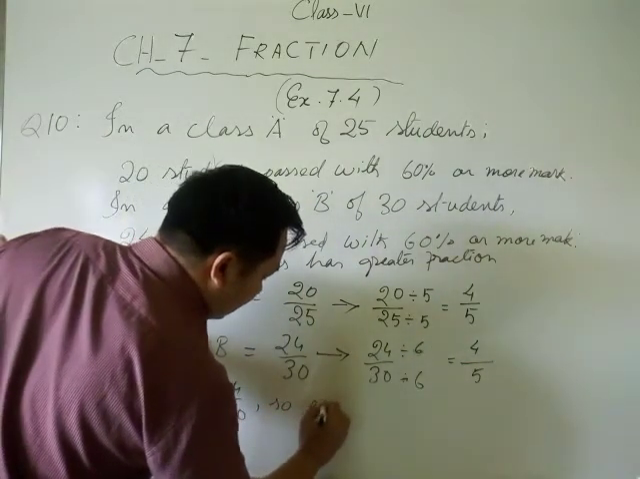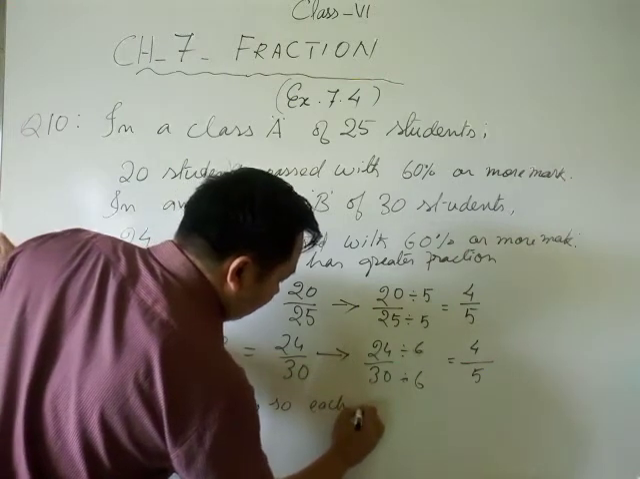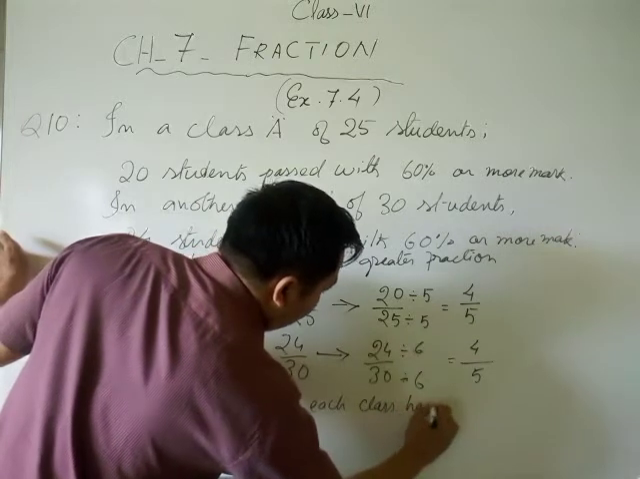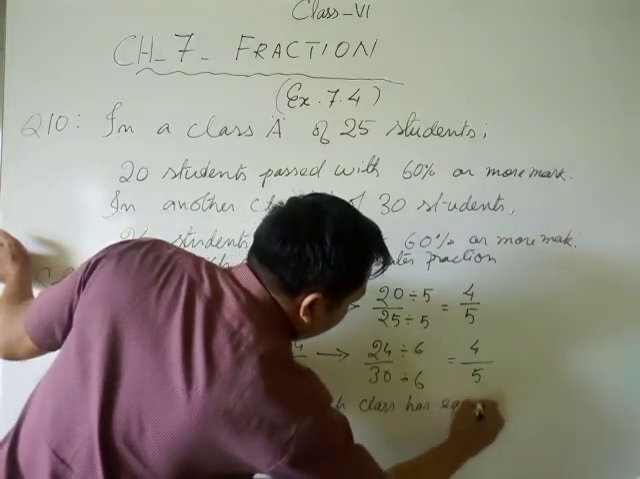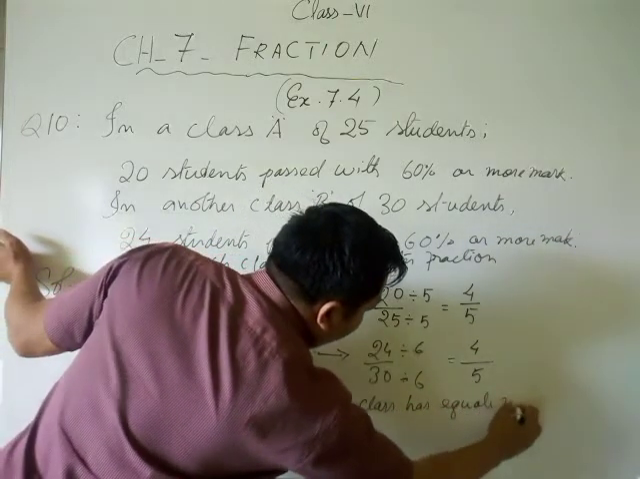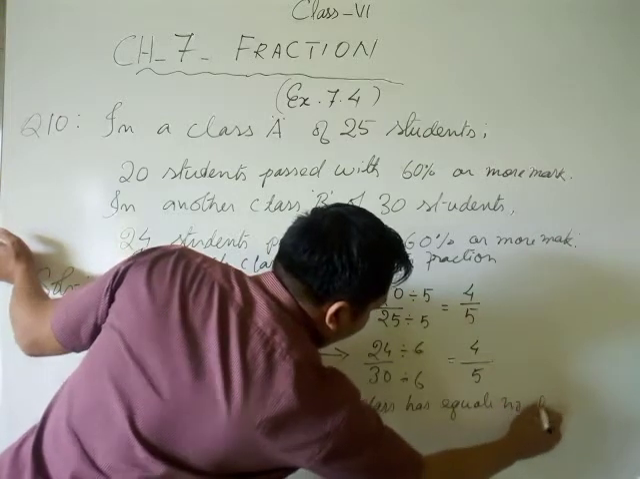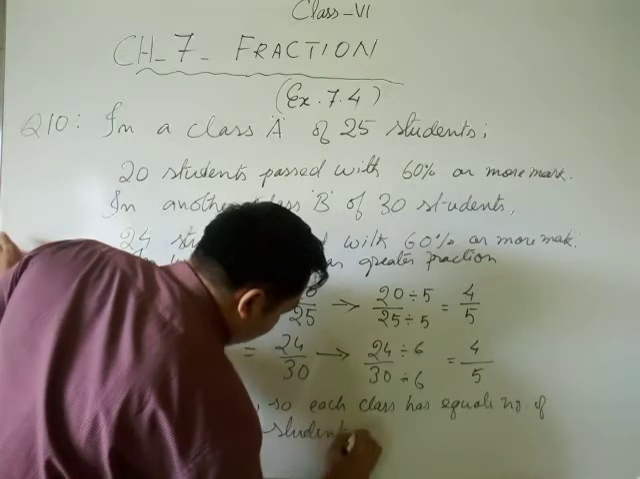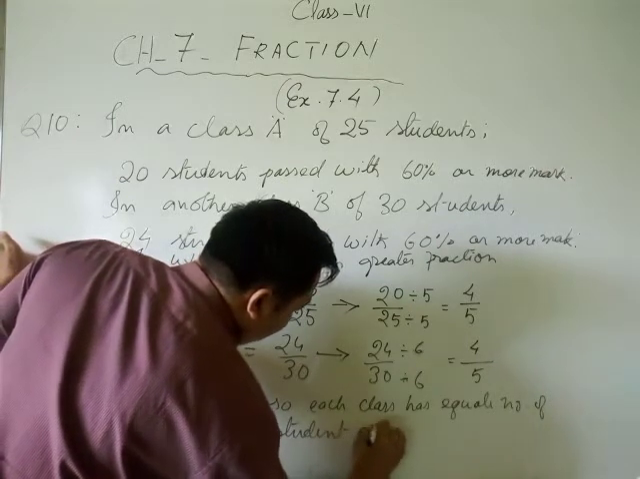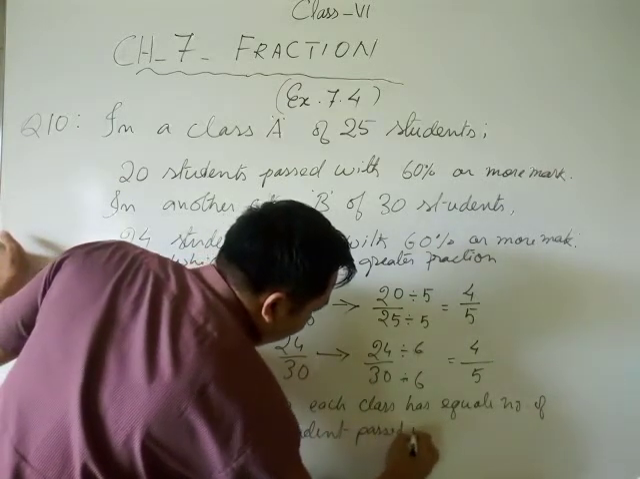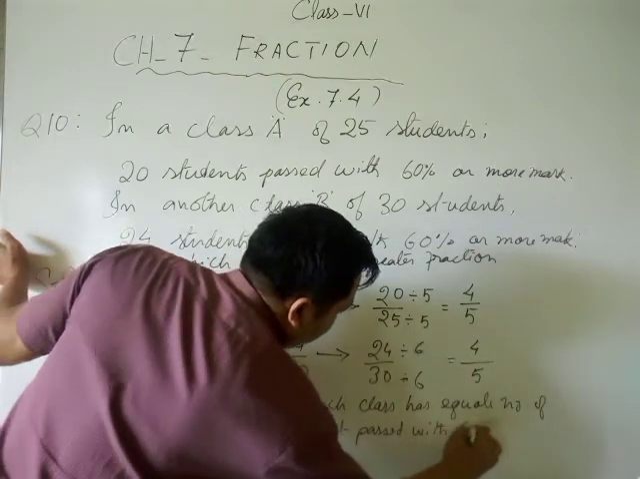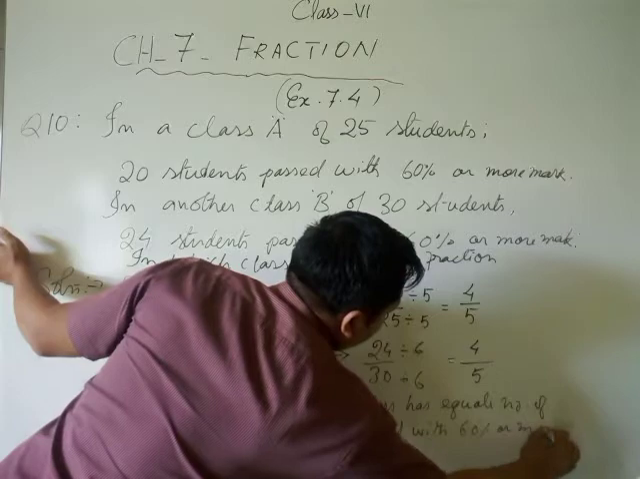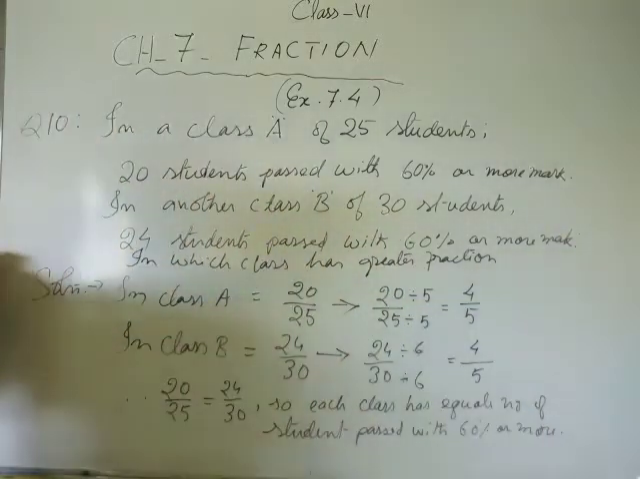That means each class has an equal number of students who pass with 60% or more marks. This is the answer to this question.